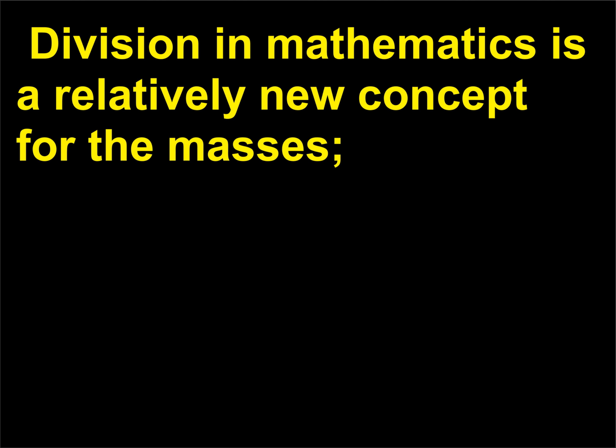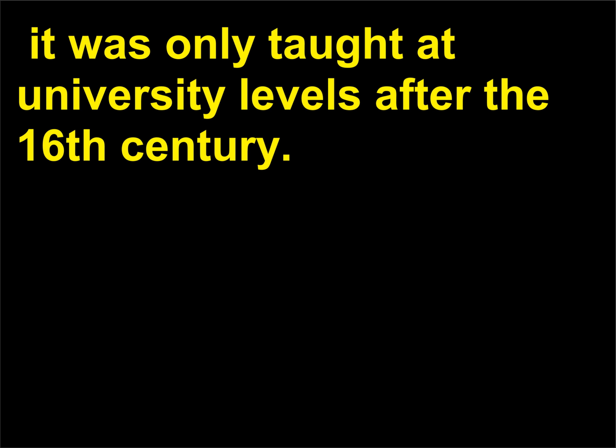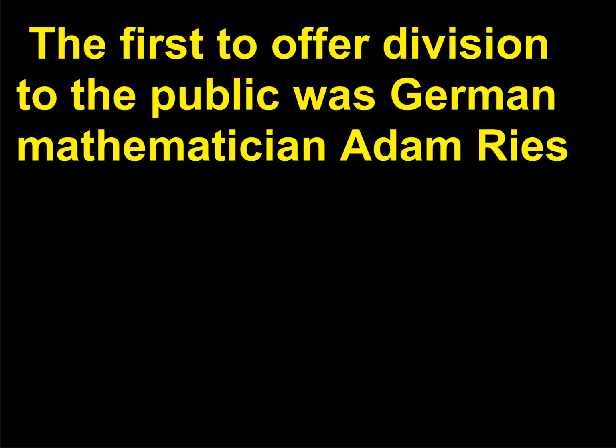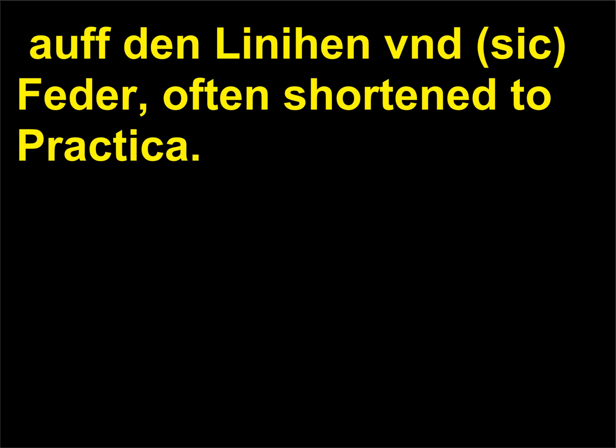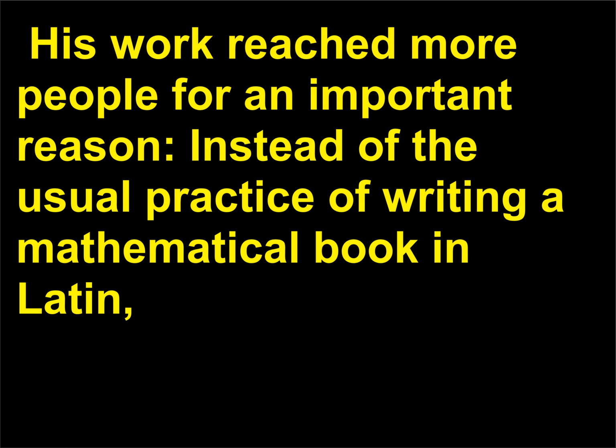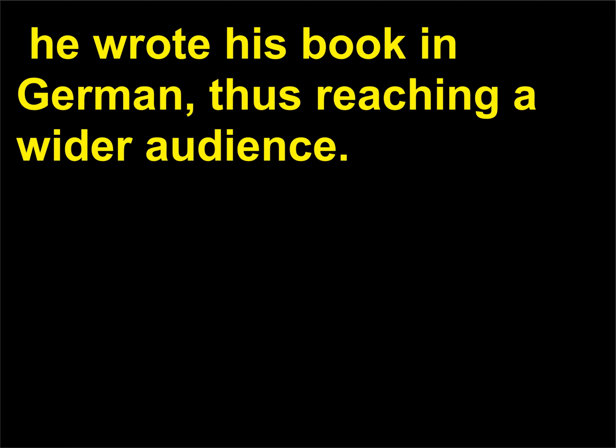Division in mathematics is a relatively new concept for the masses. It was only taught at university levels after the 16th century. The first to offer division to the public was German mathematician Adam Riese, 1492 to 1559, also seen as Ries, or Ris, in his work Rechnung nach der Länge auf den Linien und Federn, often shortened to Practica. His work reached more people for an important reason: instead of the usual practice of writing a mathematical book in Latin, he wrote his book in German, thus reaching a wider audience.